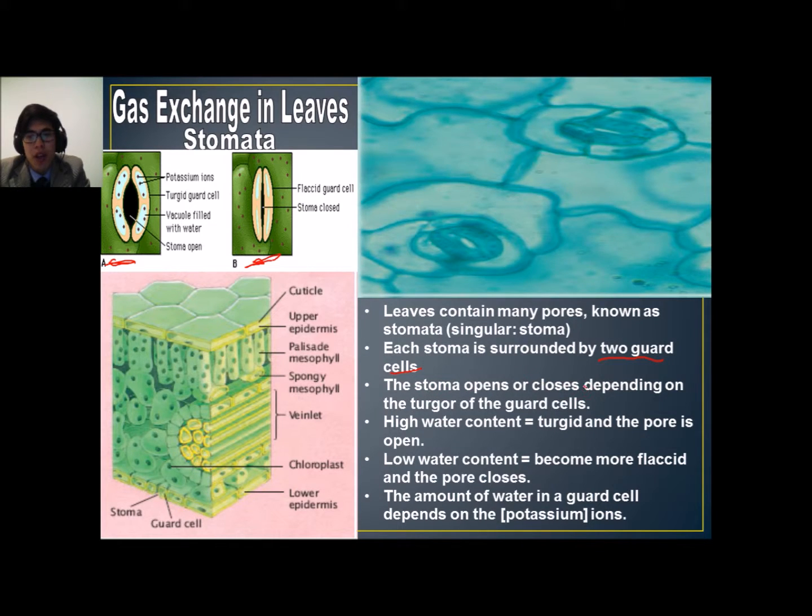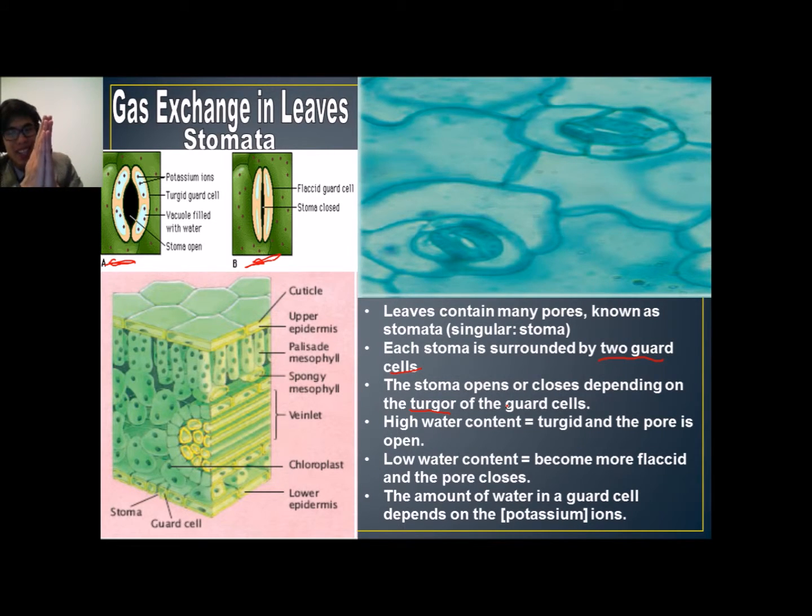The stoma opens and closes depending on the turgor, or the fatness or thickness, of the guard cells. If there's high water content, the guard cells become turgid and the pore is open. So think about it, this is the stomata, and when there's high water content, it inflates with water. It fills with water, and now it's open. If there's low water content, the guard cells become flaccid and the pore closes. So an increase in water fills it up, and when it loses water, it closes down.